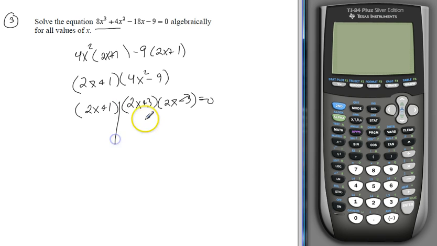What they want us to do is solve, so we solve each one. x equals negative 1/2. x equals negative 2/3, excuse me, x equals negative 3/2. Sorry about that. And x equals positive 3/2. And those are your answers: x equals negative 1/2, x equals negative 3/2, x equals positive 3/2.